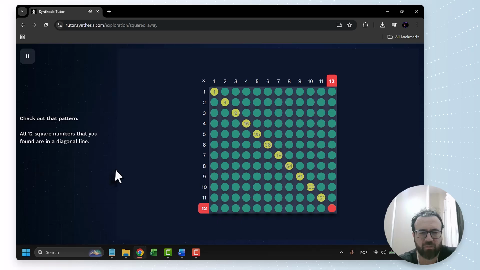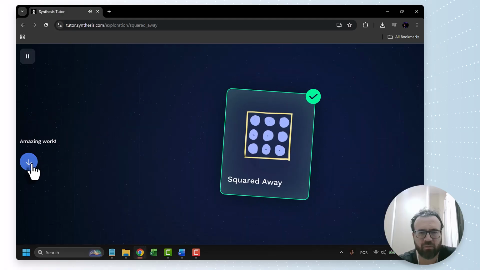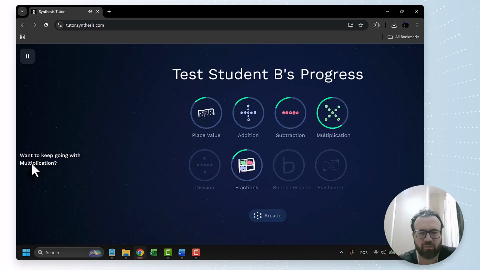Check out that pattern. All 12 square numbers that you found are in a diagonal line. Many numbers can make rectangles, but only a few can make squares. And you blasted your way towards discovering 12 of them. Amazing work. Want to keep going with multiplication?